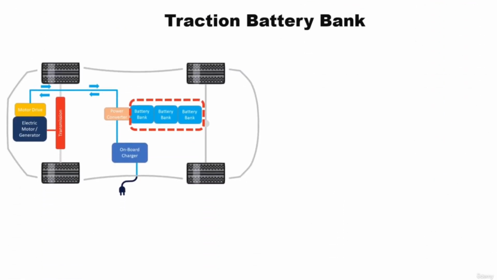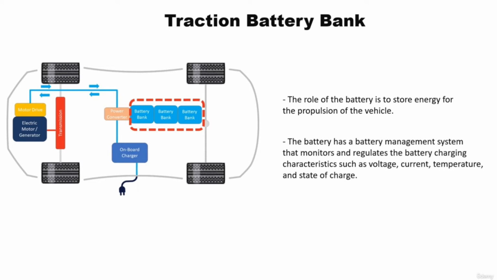Next is the high voltage traction battery, which is the heart of any electric vehicle. Generally, the battery is located at the bottom of the car, but this can vary depending on the manufacturer. The role of the battery is to store energy for the propulsion of the vehicle. The battery has a battery management system that monitors and regulates the battery charging characteristics such as voltage, current, temperature, and state of charge. The energy content of the battery is normally expressed in kilowatt hours. Nowadays, electric cars have battery size in the range of 10 to 100 kilowatt hours.